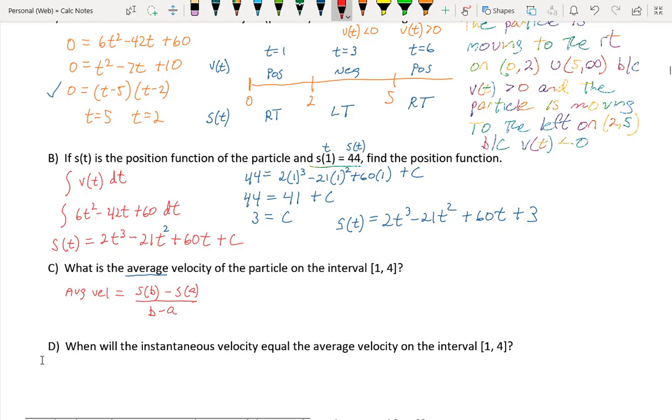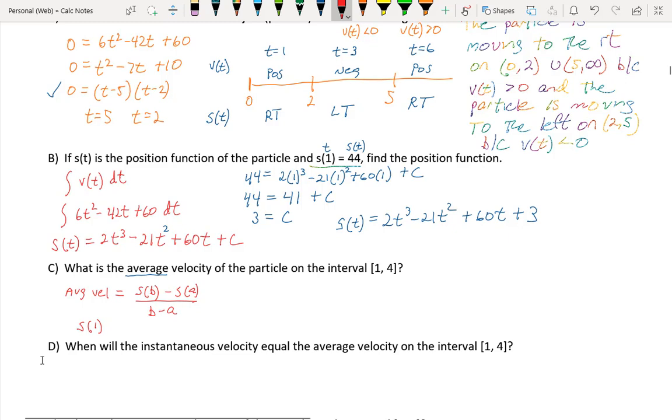Alright, so that's one way to do average velocity right here. If we just simply plug in the numbers, I'm going to need to know what S of 1 and S of 4 are. I don't think I did S of 1 yet. Where's my position function right here? So I have to plug 1 into this function. This shouldn't be too hard.